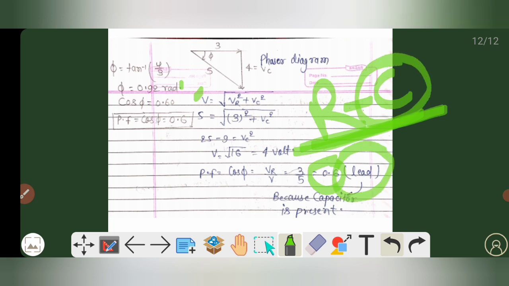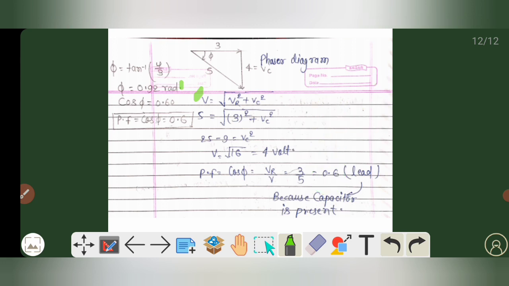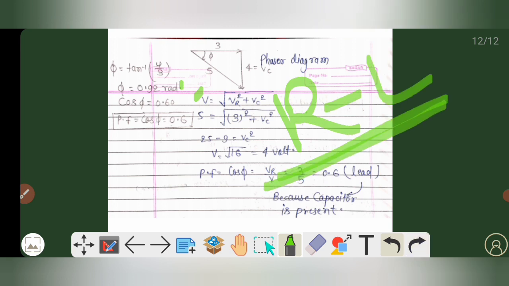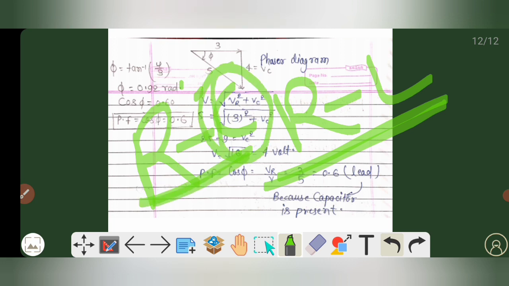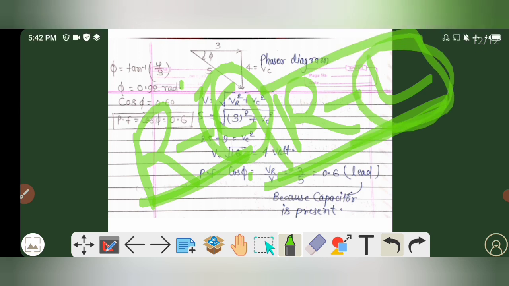And now my dear friends, this is the first way to calculate the power factor, and this is the second way to calculate the power factor. Now my dear friends, as we know, the series RL circuit is lagging in nature, and the series RC circuit is leading in nature. The leading nature of the series RC circuit is due to the presence of the capacitor in this circuit, and my dear friends, the lagging nature of the RL circuit is due to the presence of the inductor in this circuit.